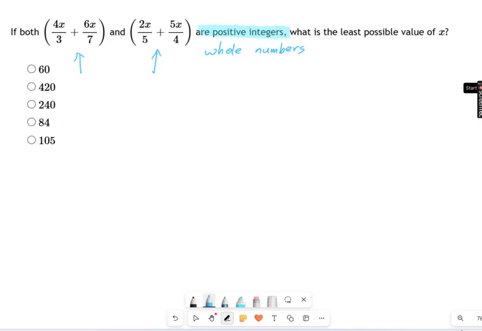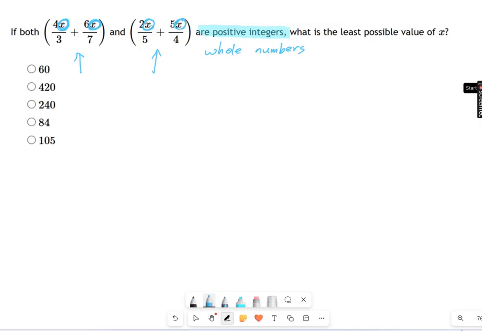And that's a little confusing until you realize that what it means is that although I don't know what x is, I do know that if you divide it by 3, it has to be a whole number. And likewise, if you divide it by 7, it has to be a whole number. And if you divide it by 5, it has to be a whole number. If you divide it by 4, it has to be a whole number.